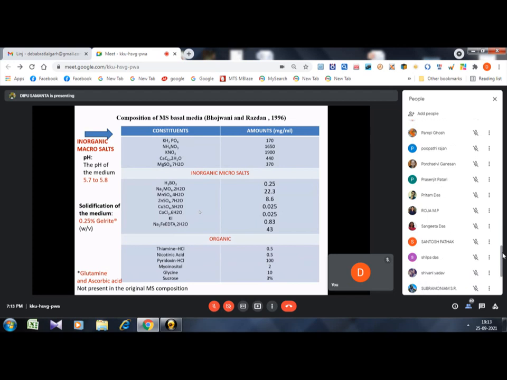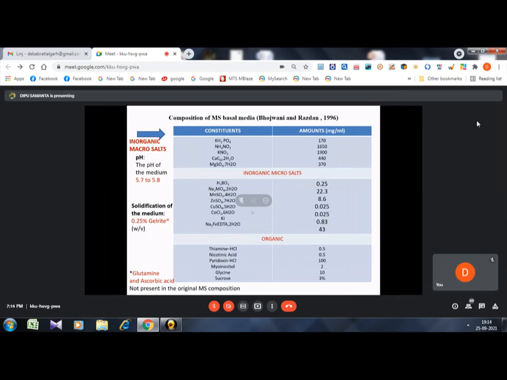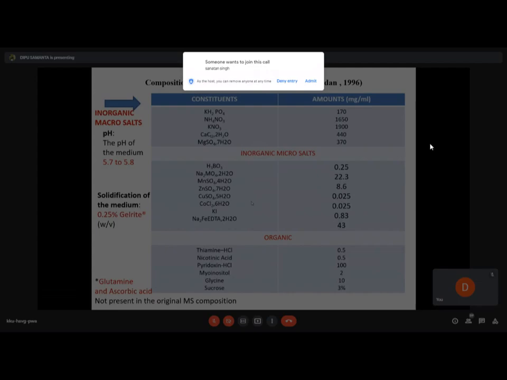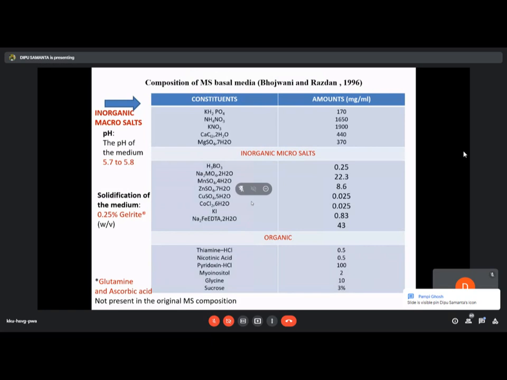One thing is that in MS basal media, glutamine and ascorbic acid are not present. So whenever I use glutamine and ascorbic acid in the MS, it is known as modified MS basal media, or modified Murashige and Skoog media. But the basic requirements of MS are the same. I only add glutamine and ascorbic acid for betterment of growth.